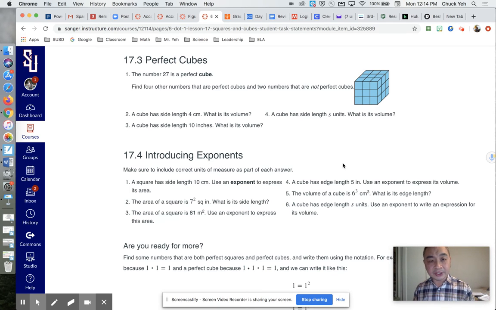So if a cube has a side length of 4, what is its volume? So 4 times 4 times 4, we just talked about a minute ago, is 64. So you would write 64 cubic centimeters. Okay, how about number 3? So go and pause it and think about it. The cube has a side length of 10 inches. What's its volume? So 10 times 10 times 10. And that is 1,000. So 1,000 cubic inches, right? Who wouldn't want 1,000 cubic inches of soda or 1,000 cubic inches of Skittles? Hey, I'm in. Give me that.